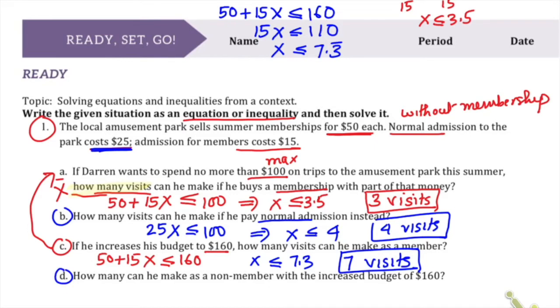Part D: how many visits can he make as a non-member with the increased budget of 160? It's the same as what we just did in B, only the budget changes. If he's a non-member, 25x, and now his budget is 160, we divide both sides by 25, and x is less than or equal to 6.4. In this case, 0.4 of a visit means nothing, so I would simply say he will make 6 visits with the increased budget. Let's move to the next question.